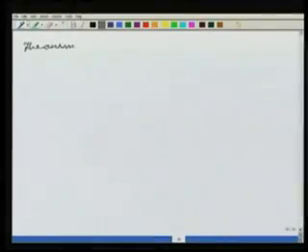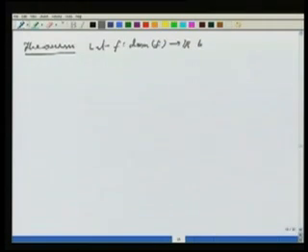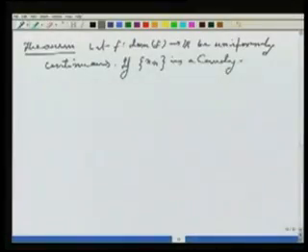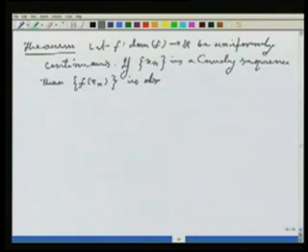But I am going to show that if my function is uniformly continuous, then it does take a Cauchy sequence to a Cauchy sequence. So let us try to prove that. This is a theorem. Let f from domain of f to R be uniformly continuous. If xn is a Cauchy sequence, then the new sequence f of xn is also a Cauchy sequence.